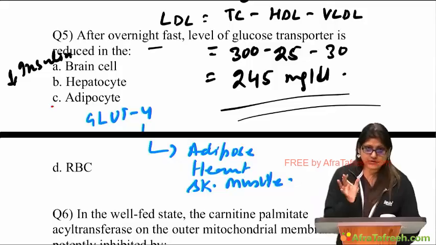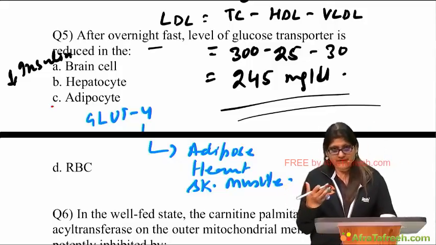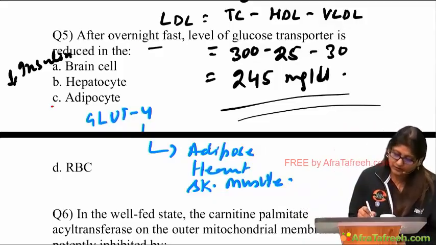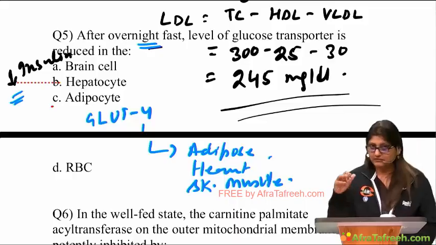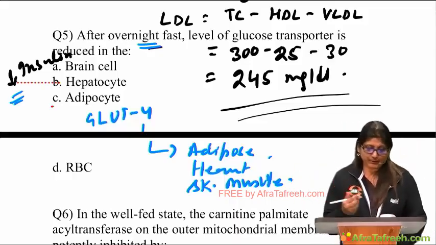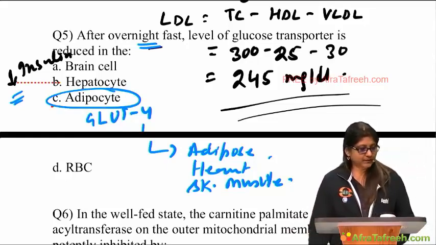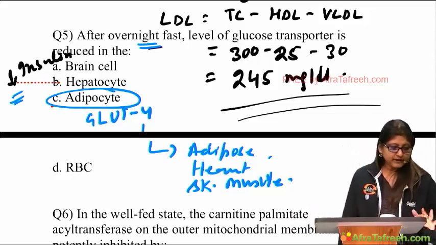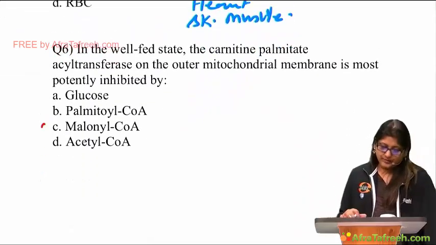So these 3 organs will not be able to take up glucose whenever insulin level is low. So after overnight fast, the level of insulin is low and adipose, heart and skeletal muscle will not be able to take glucose from the blood. So the answer over here is going to be adipocyte. Adipocyte. Very good, very good, very good. Oh yes, somebody is answering so well. Okay, now coming to the next question.